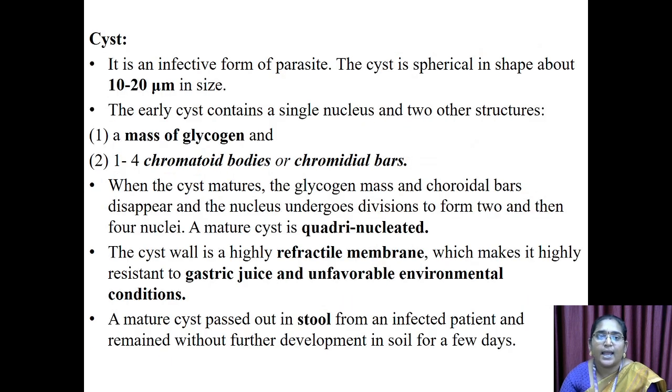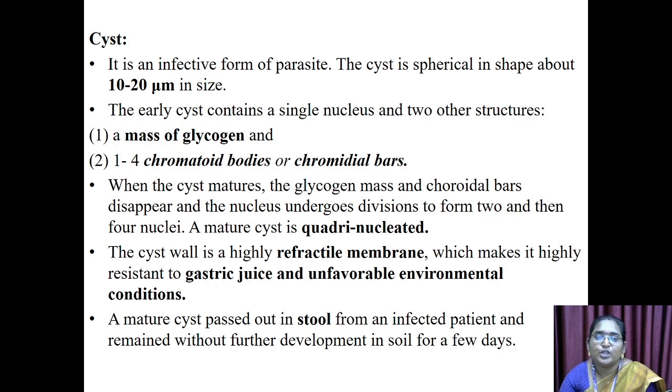Cyst. It is the infective form of the parasite. The cyst is spherical in shape, about 10 to 20 micrometers in size. The early cyst contains a single nucleus and two other structures. One is a mass of glycogen and the second is one to four chromatoid bodies or chromatoid bars.